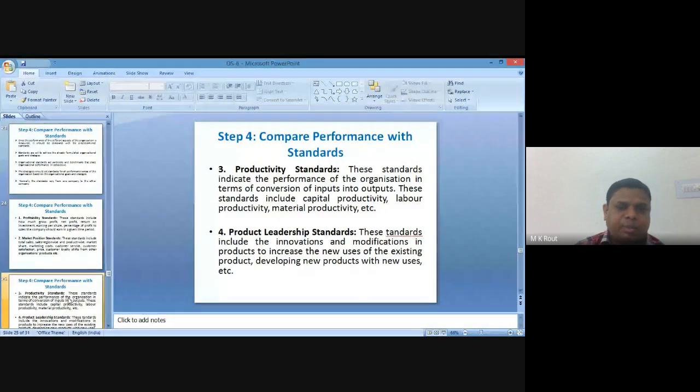So can you give an example of a product leadership standard in recent cases? Anyone?